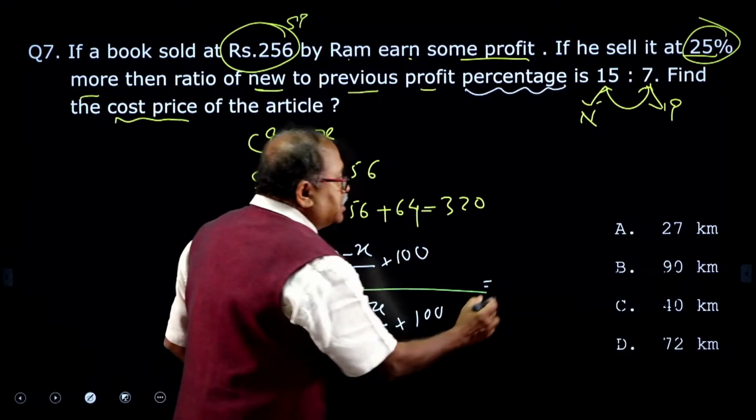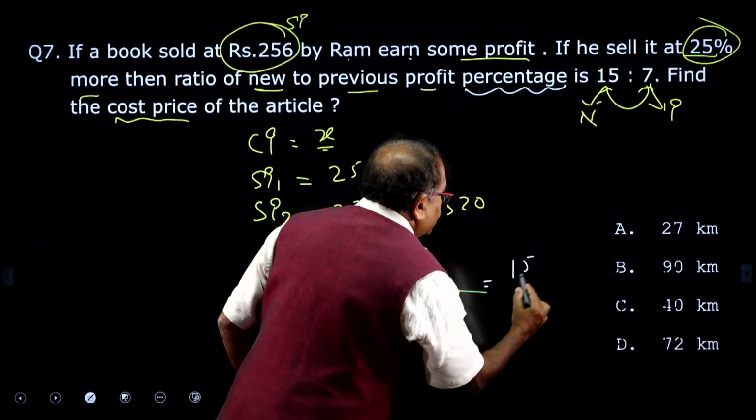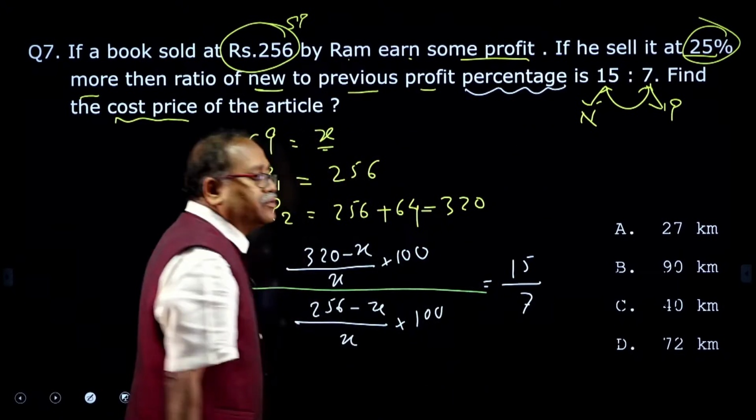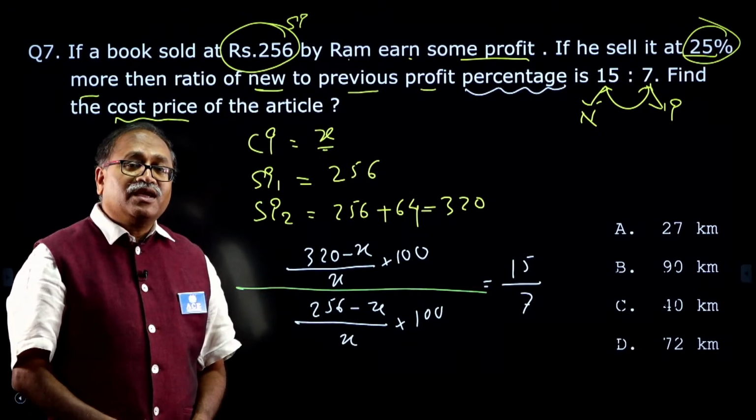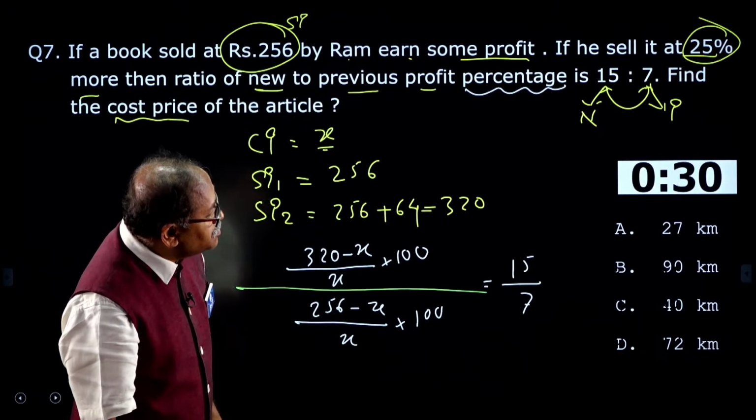That ratio is 15/7. It is given to you. Now, you can answer the question. Can I give the time to you? 30 seconds.